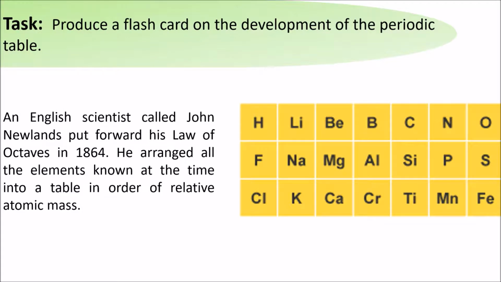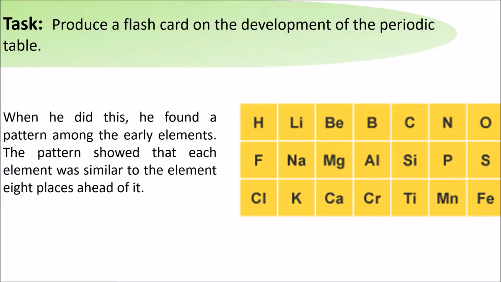So, it starts off with an English scientist called John Newland who put forward his law of octaves in 1864. He arranged all the elements known at the time into a table in order of their relative atomic mass. When he did this, he found a pattern amongst the early elements. The pattern showed that each element was similar to the element 8 places ahead of it.